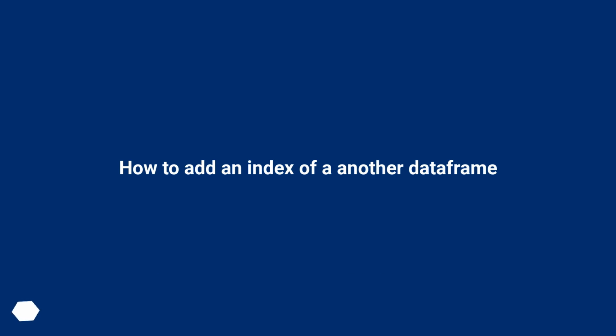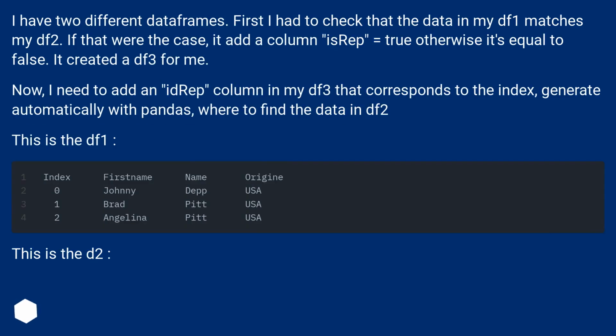How to add an index of another data frame. I have two different data frames. First, I had to check that the data in my df1 matches my df2. If that were the case, it adds a column isrep equal to True, otherwise it's equal to False.